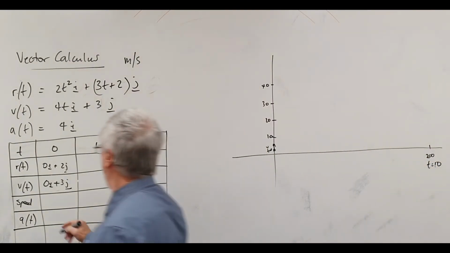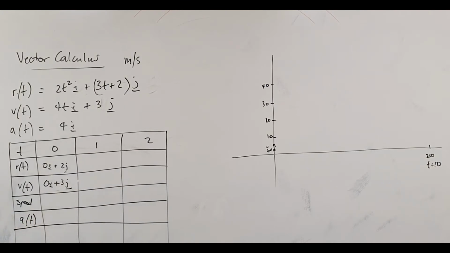What's its acceleration? Oh, what's its speed, by the way? Remember, that's the square root of 0 squared plus 3 squared, which is the square root of 9, which is just 3. So the speed, when it's vertical or horizontal, is the same as the velocity. Had you thought that through before?